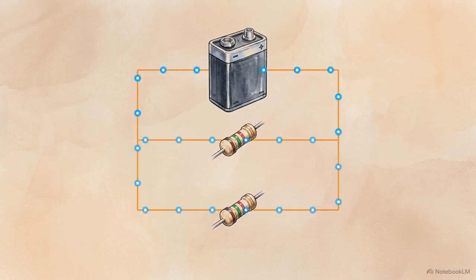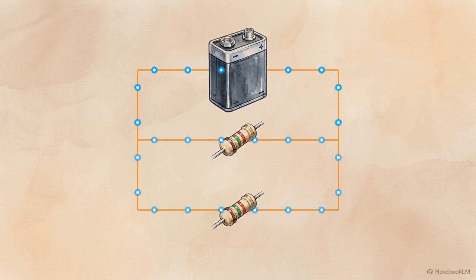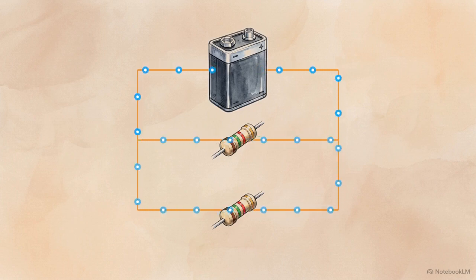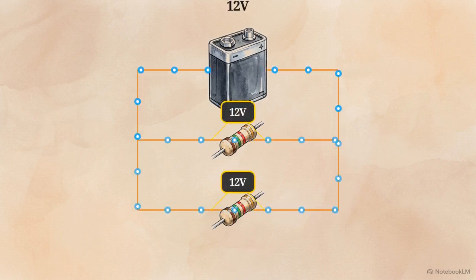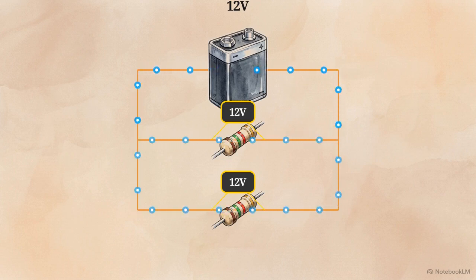A parallel circuit splits the pathway. The charges arrive at a junction and divide, meaning the current drops across individual branches. But because each branch connects directly across the battery's terminals, every single pathway receives the full, identical voltage.